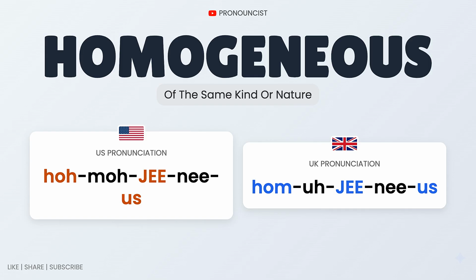Focus on G. Homogeneous. Homogeneous. Practice repeatedly and you'll soon be able to say this word perfectly. The best way to practice is to repeat the syllable multiple times.